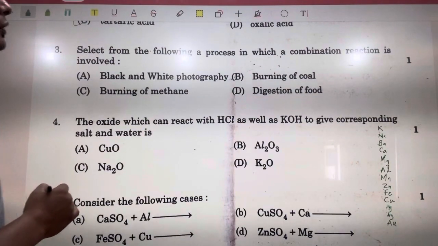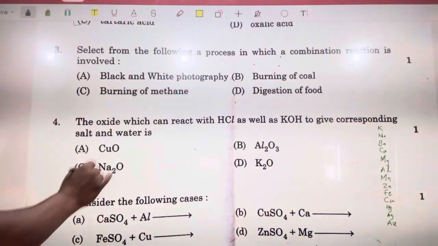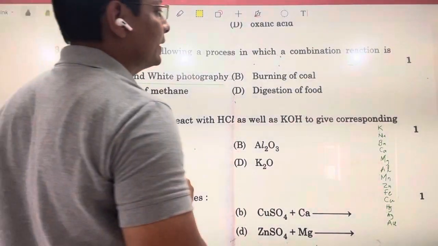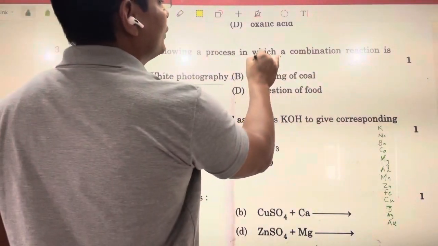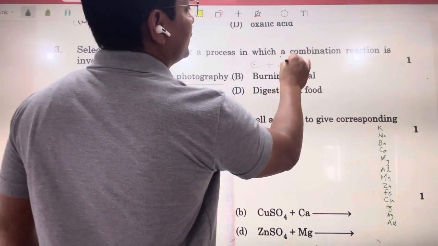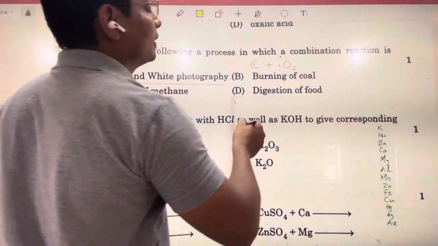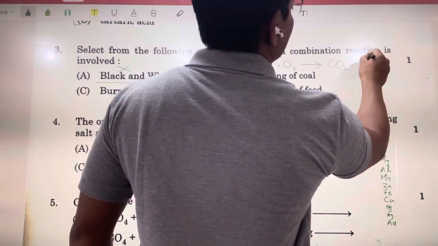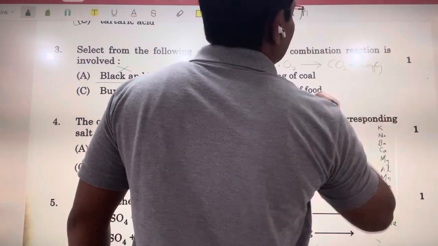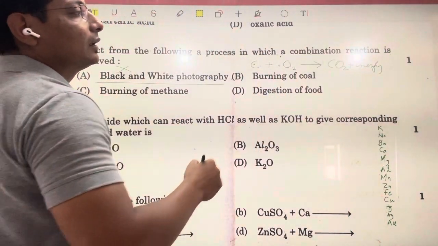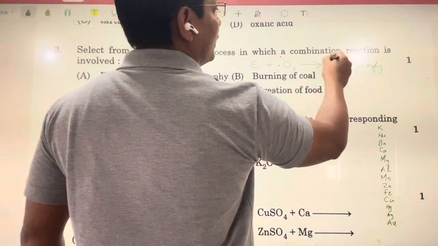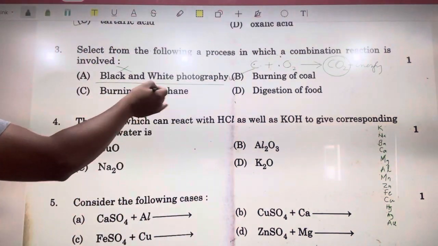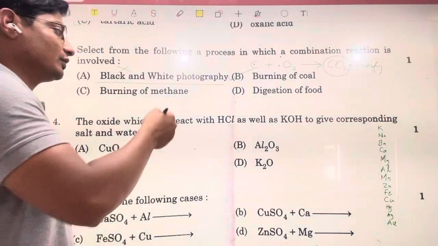Third question: select from the following a process in which a combination reaction is involved. So black and white photography doesn't involve a combination reaction, so that is incorrect. Then burning of coal. So burning of coal is nothing but carbon burning in the presence of oxygen. So basically it is a combustion reaction, producing CO2 and also energy or heat. Combination reaction is nothing but combination of two or more elements to produce a compound. So therefore this is the combination reaction. Whereas burning of methane is an exothermic reaction, so it produces lots of heat.